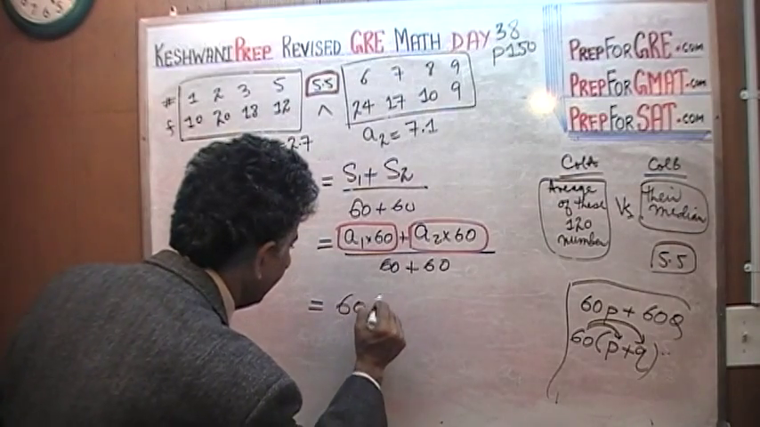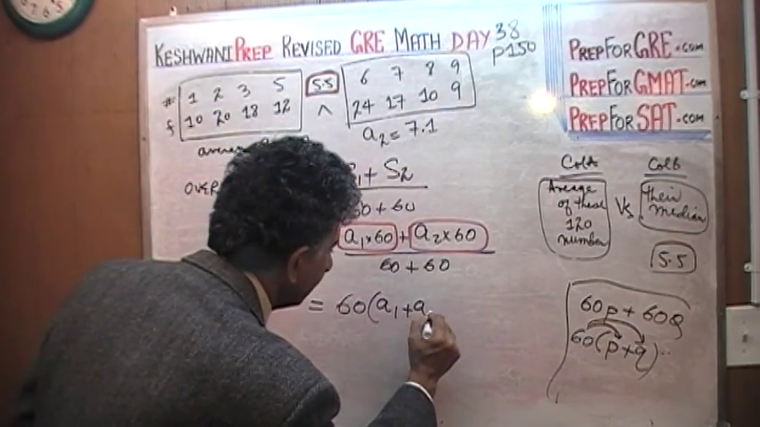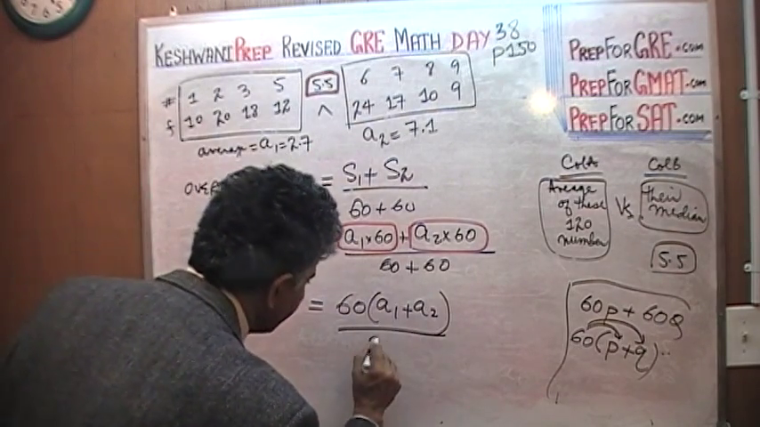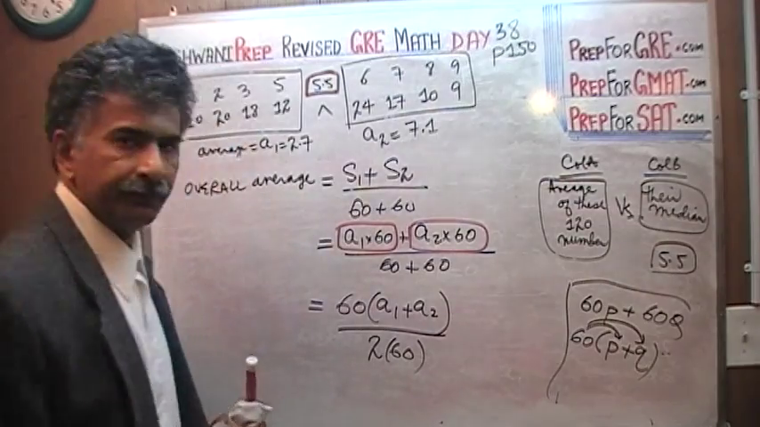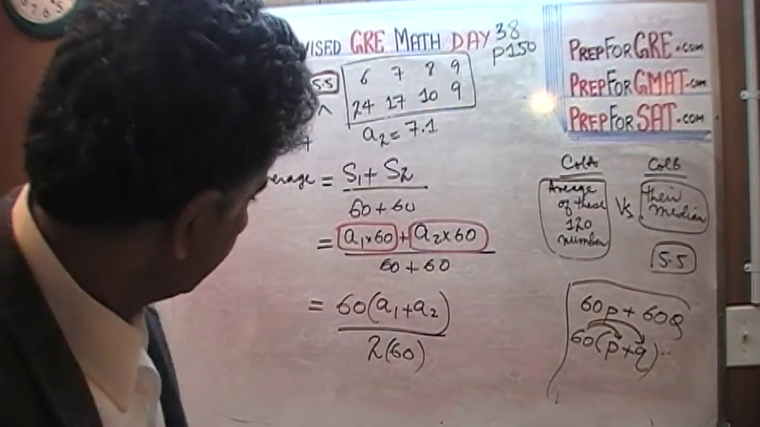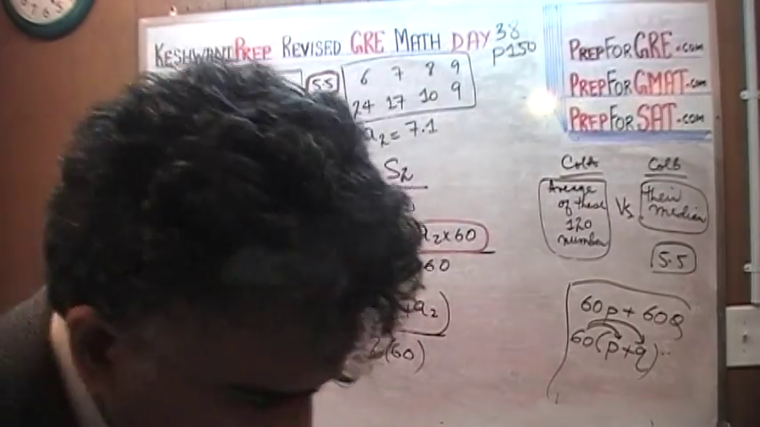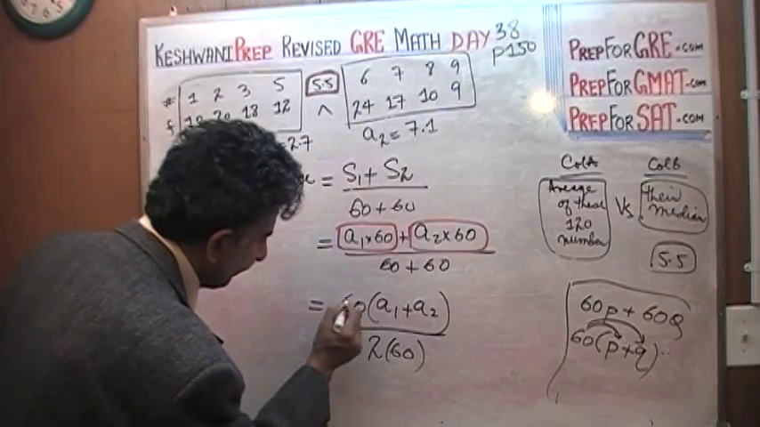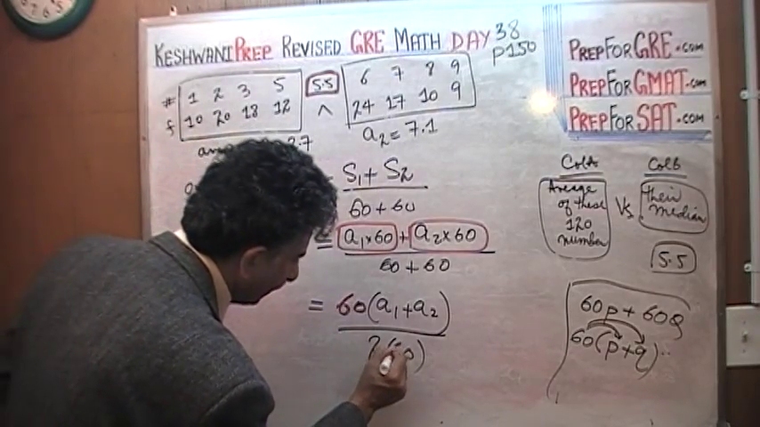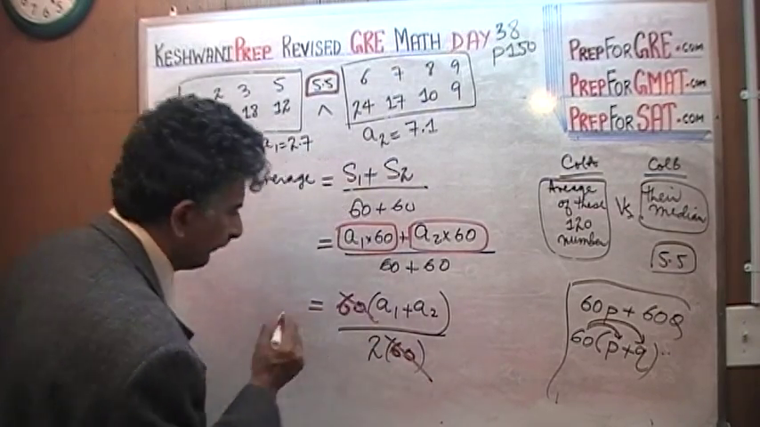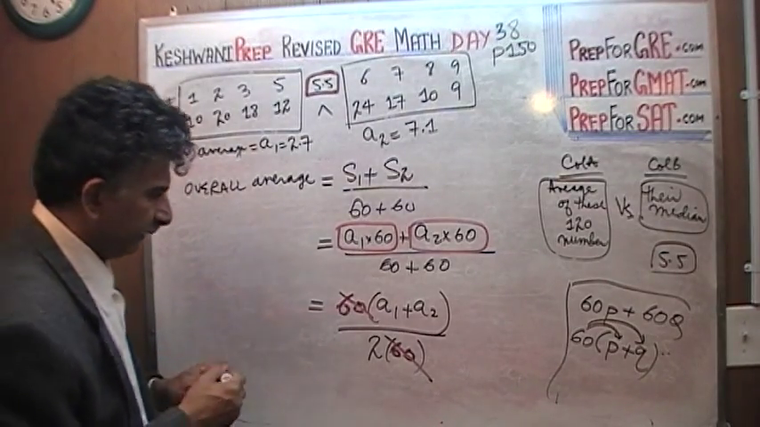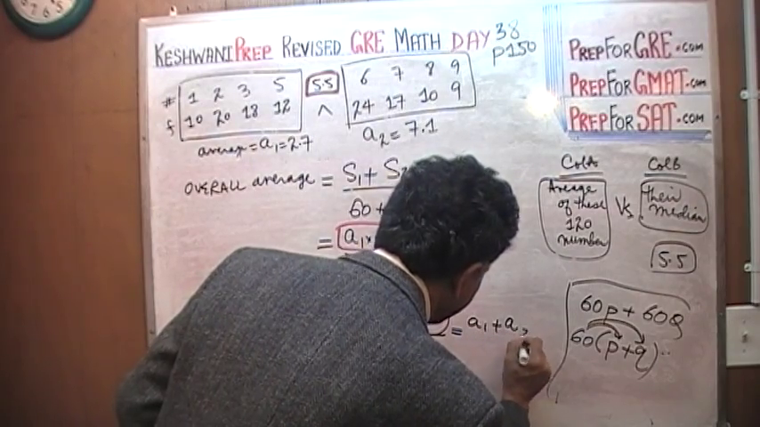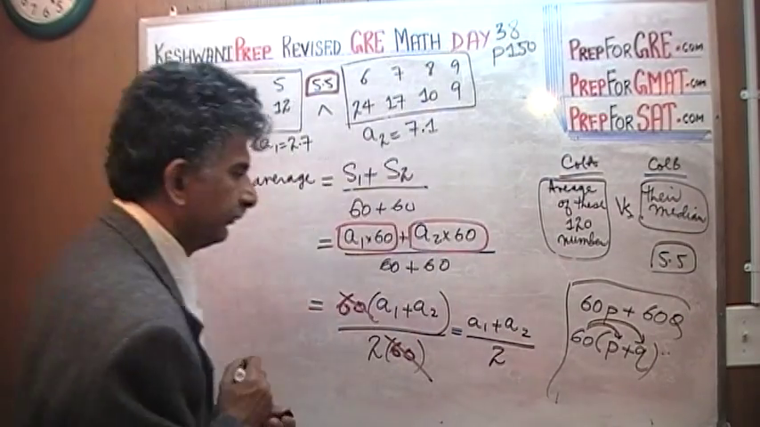Take out the 60 common and we end up with the first average and the second average. This is the sum of the two averages over 60 plus 60, which is simply 2 times 60. Keep watching what happens. Now here we have 60 on the top and we have 60 on the bottom. They cancel out. And we are simply left with the first average plus the second average divided by 2.